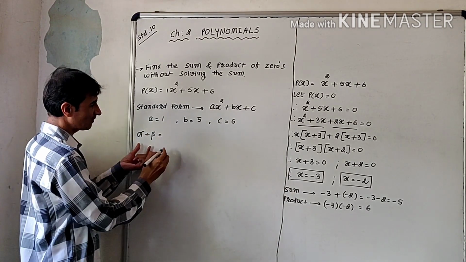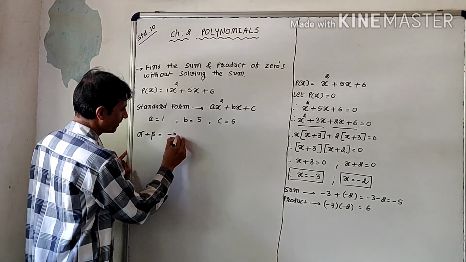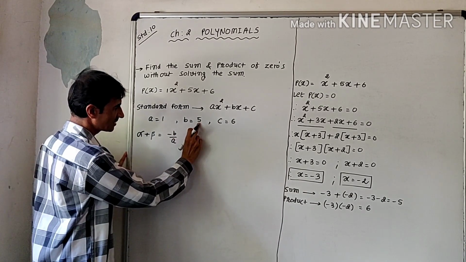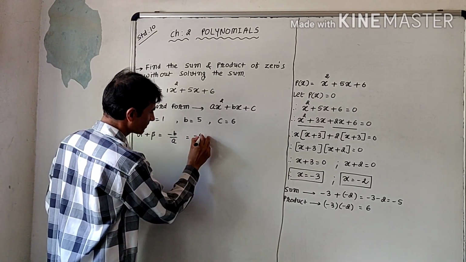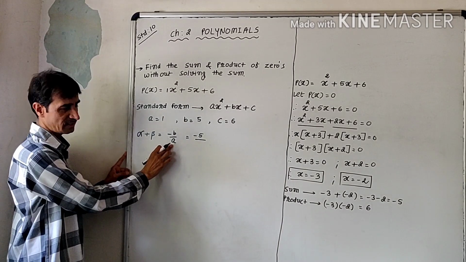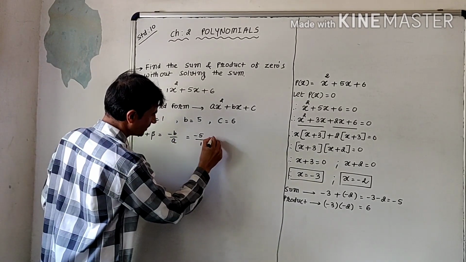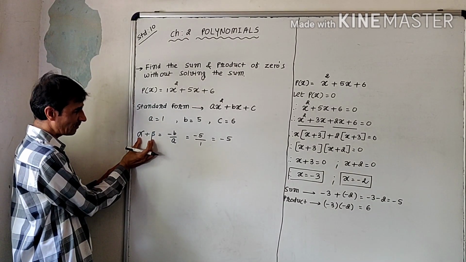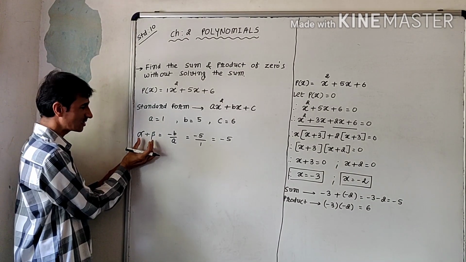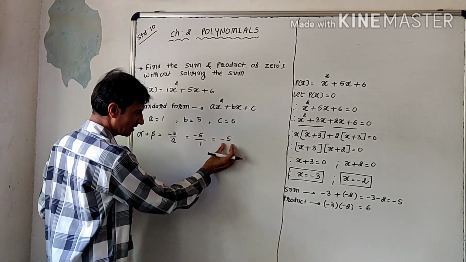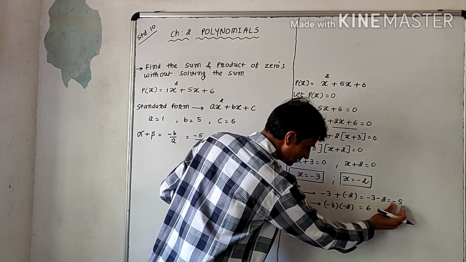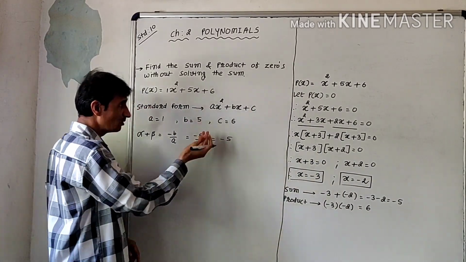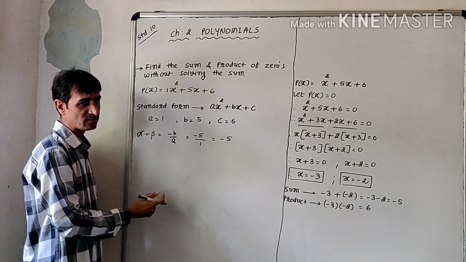And for that purpose we have the direct formula minus b upon a. Now you can see here the b is 5. That means minus 5, and now divided by a, which is nothing but 1. So this is my final answer, minus 5. So you can see here alpha plus beta means the sum of the zeros, and that is minus 5. And here also you can see this is minus 5, means both answers are the same. But here I don't want to solve the sum even though I have the answer.